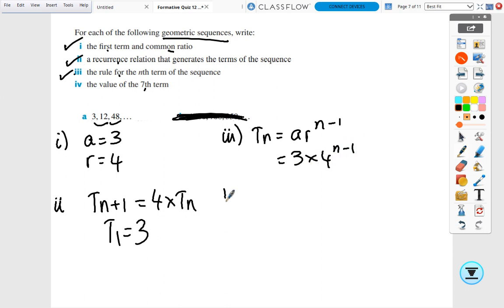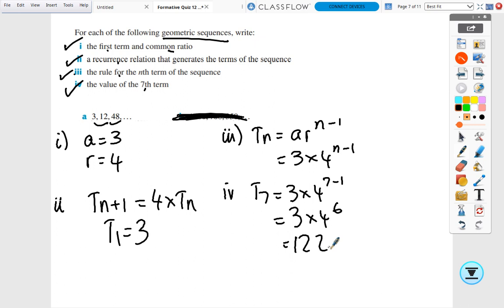Part 4, T7 equals 3 times 4 to the 7 minus 1 equals 3 times 4 to the 6, and that's going to be a big number. Times 3 equals 12,288. Come across when you're ready.